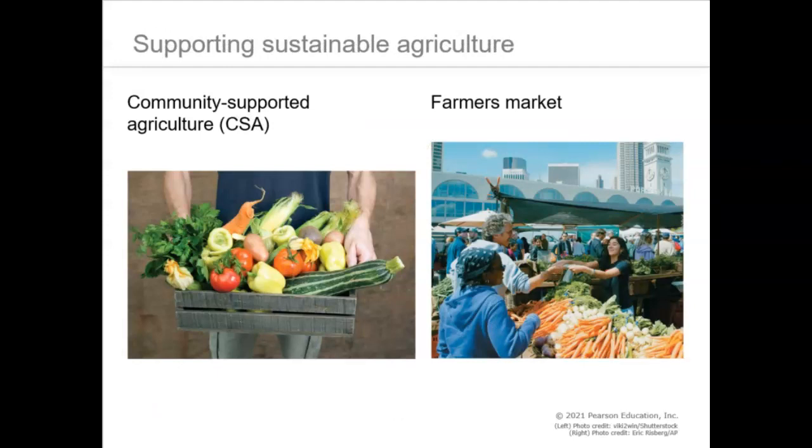So how can you support sustainable agriculture? A great way is to seek out community-supported agriculture, or CSA. In CSA programs, consumers buy food directly from local farms. Often it can be an exchange of a set price for a box of in-season food per week. So you might get a box of fresh veggies from a local farm per week.